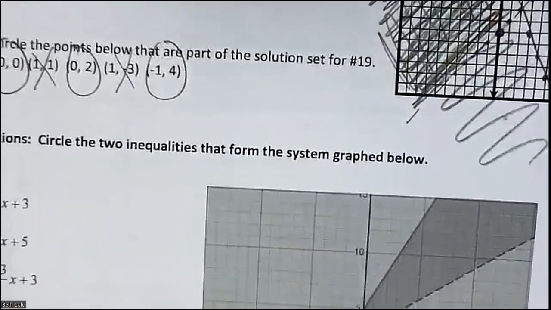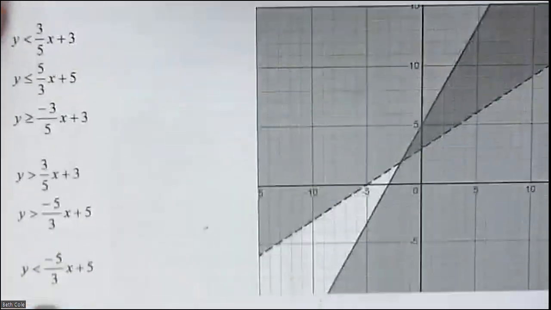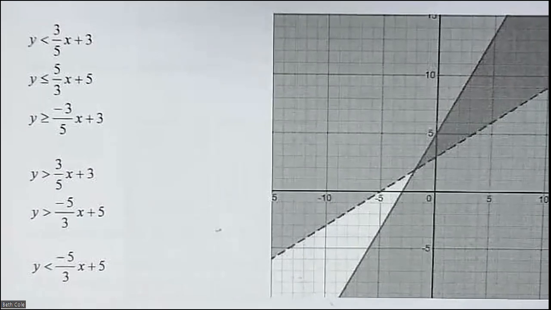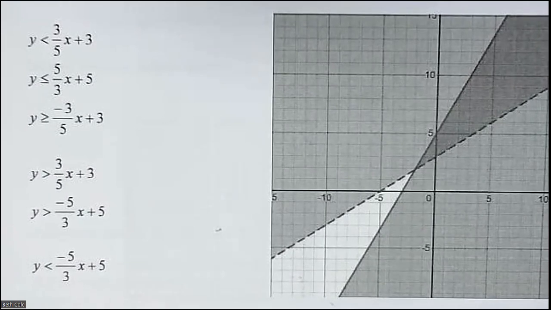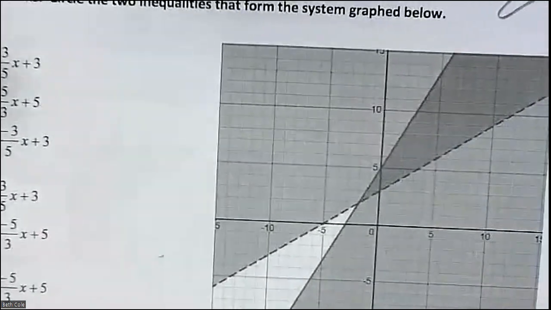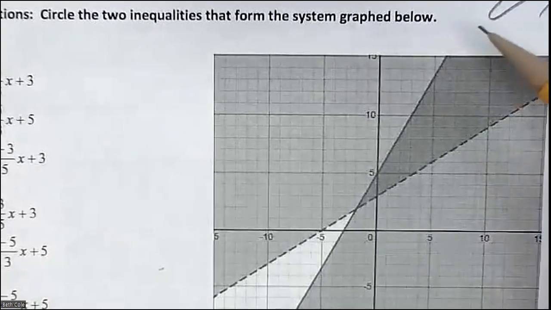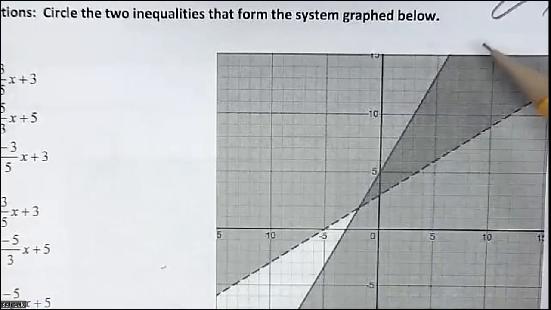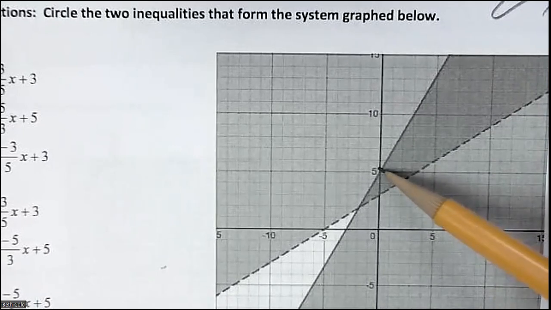All right, this one, you're going to circle the two inequalities that give you this graph. If you fool around with Desmos long enough testing these, you'll eventually be able to figure it out. But let's look at the lines. So this one, and you're going to have to watch me point to it because I don't have a better explanation than, hey, look. Do you see this line right here? See how it starts at 5?